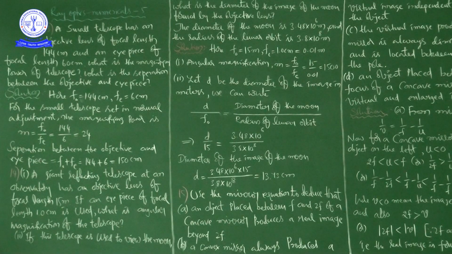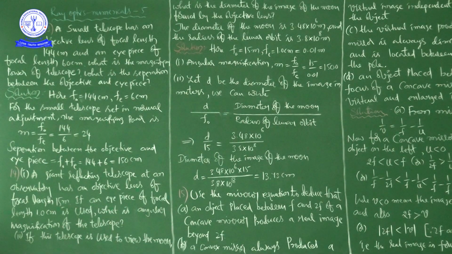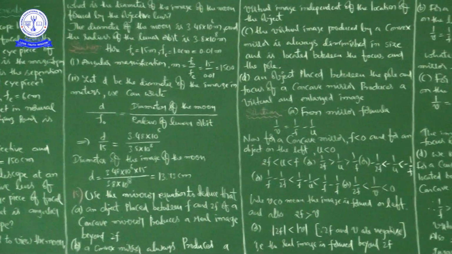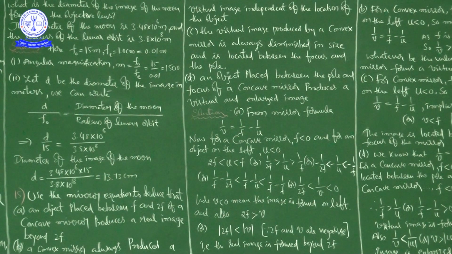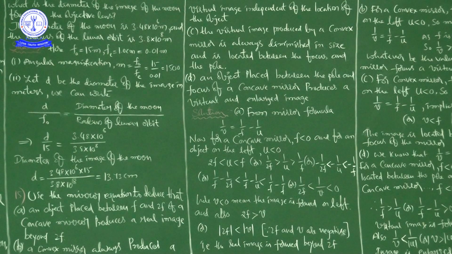Next, the last one, D: an object placed between the pole and focus of a concave mirror produces a virtual and enlarged image. So this is an important problem. Here we are studying mirrors and proving these statements, which is also important. So, use the mirror equation to deduce that A, an object placed between f and 2f of a concave mirror produces a real image beyond 2f.